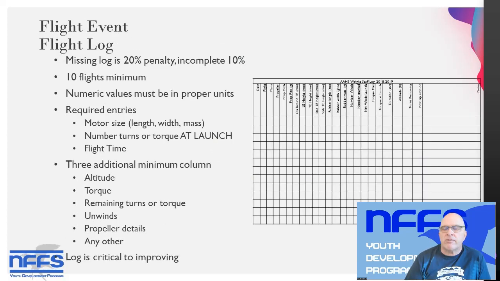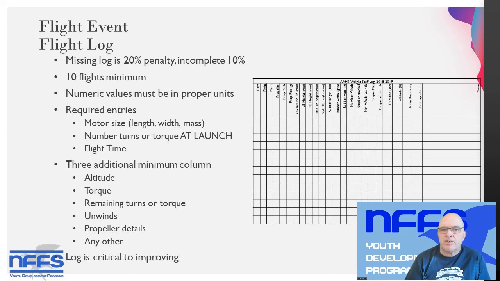The flight log is critical. Now, there's minimum requirements for the flight log. If it's missing, it's a 20% penalty on your score. It's a little different than previous years. It used to be a 30% penalty. Incomplete, it's still a 10% penalty. The reason it's 20% now is they've separated it out, the design log, as a separate item.